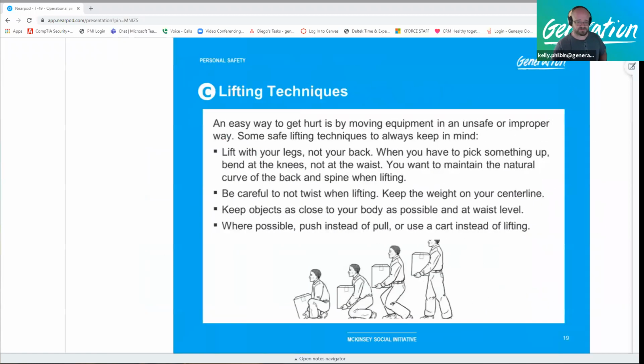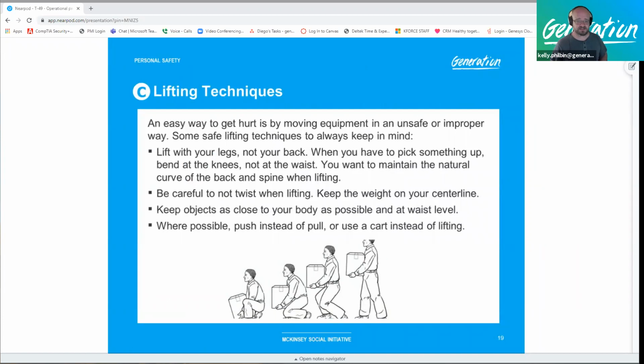All right. Lifting techniques. Kareem, can you please help out, sir?